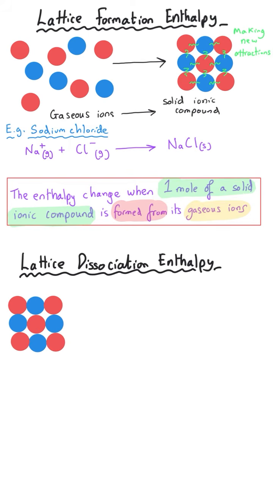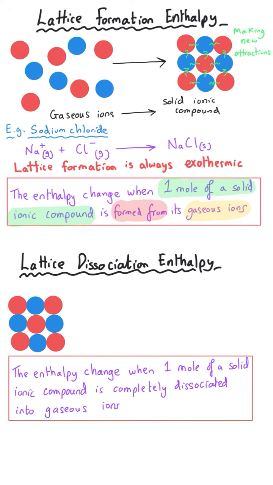Since we are making new attractions, this is the ionic bond, and this will be an exothermic reaction because energy is always released when new attractions are being formed. The other type of lattice enthalpy is the lattice dissociation enthalpy, and this is actually the precise opposite of lattice formation enthalpy. It is defined as the enthalpy change when 1 mole of solid ionic compound is completely dissociated into its gaseous ions.